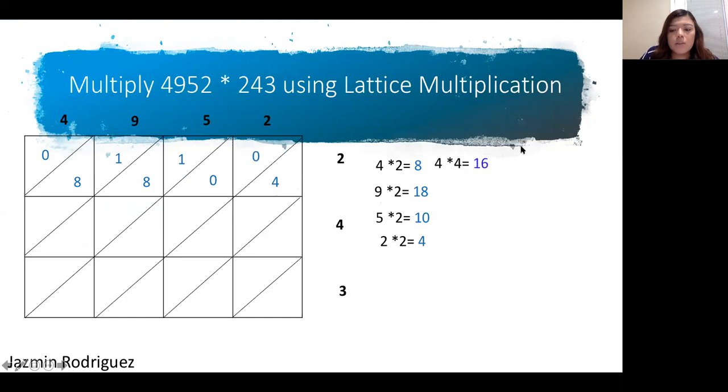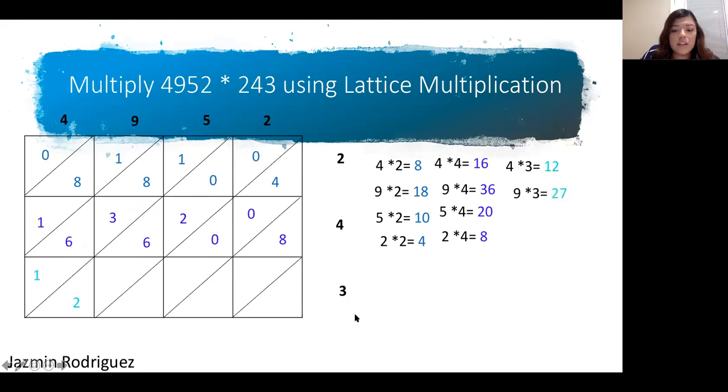And we're going to do 4 times 4, which is 16. Go ahead and insert that in. Then we have 9 times 4, which is 36. 5 times 4, which is 20. And 2 times 4, which is 8. And then finally, to our last one, we have 4 times 3, which is 12. Then we have 9 times 3, which is 27. Then we have 5 times 3, which is 15. And we have 2 times 3, which is 6. Okay, and once again, we're done with that.